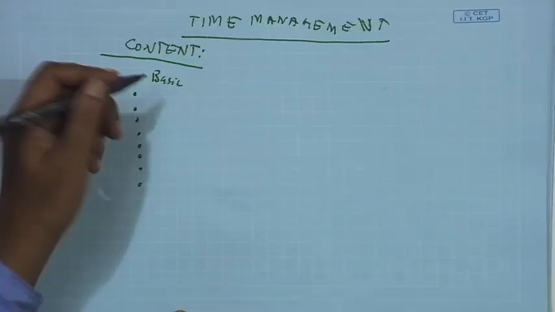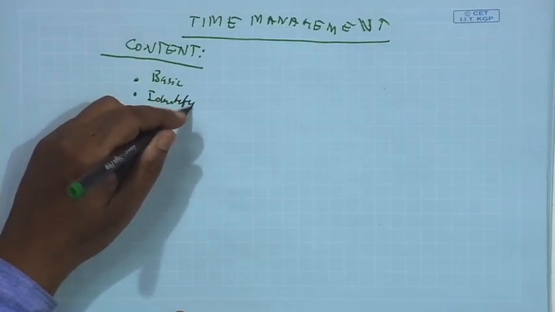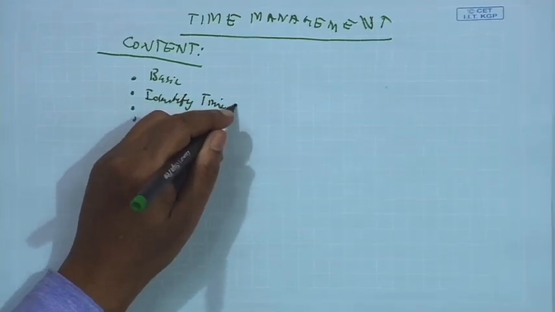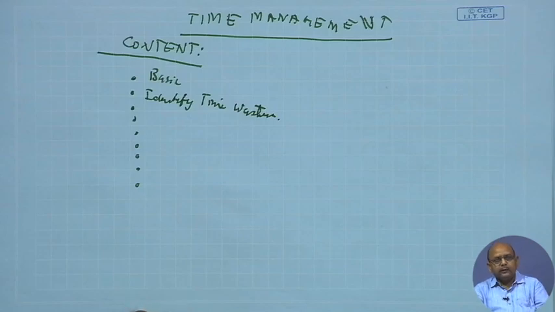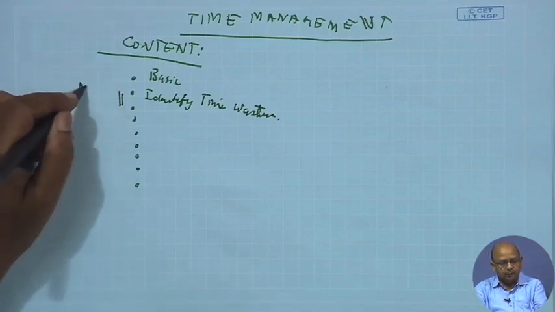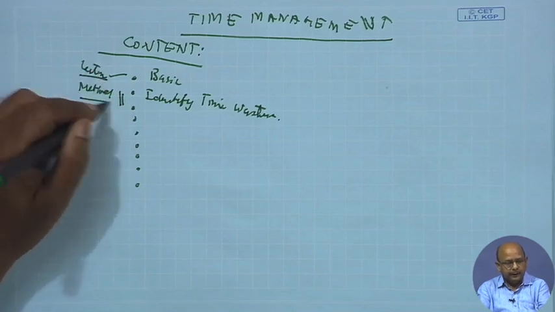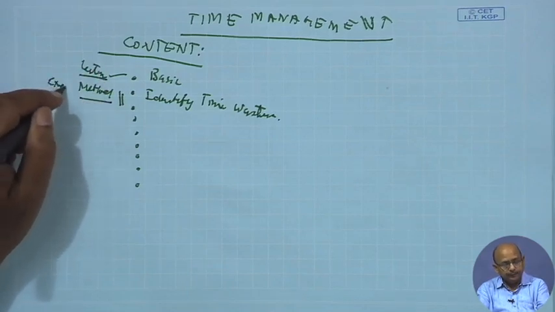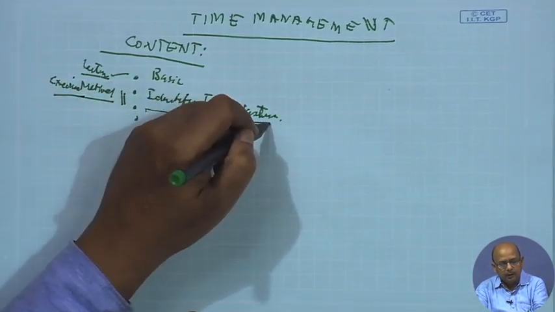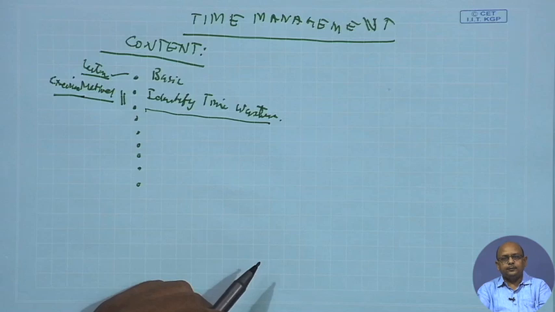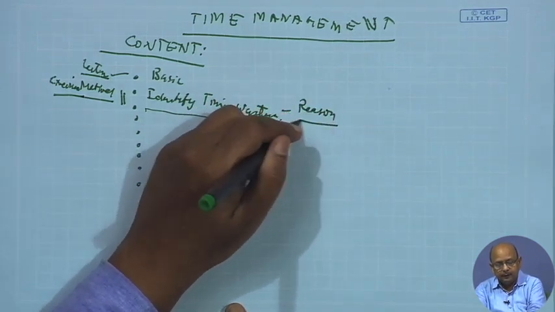Then another content could be related to identifying time wasters, right. And here you can go for a structured exercise that could be a part of the method. This could be used as a lecture. So, you are giving a basic, and here you can use an exercise and ask each participant to identify what are the time wasters, okay. Then why they waste their time, the reasons.